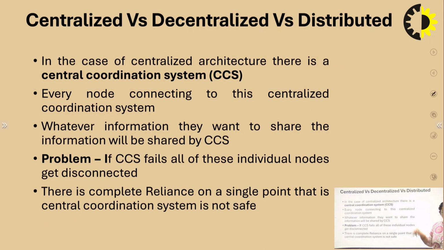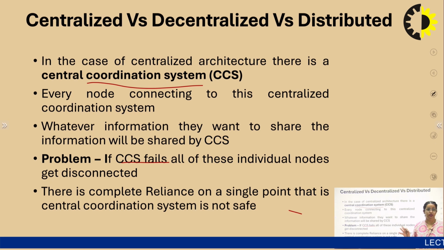Okay. Now, this is the theory of the centralized system. It works on a central coordination system, a single point where all the coordination works, or where you focus on a single point. And the problem is that if this central coordination system fails, then all nodes are disconnected. So this is the problem in the centralized system.